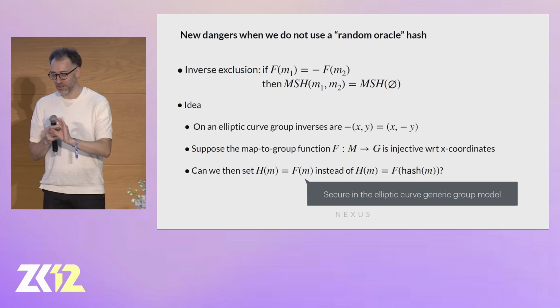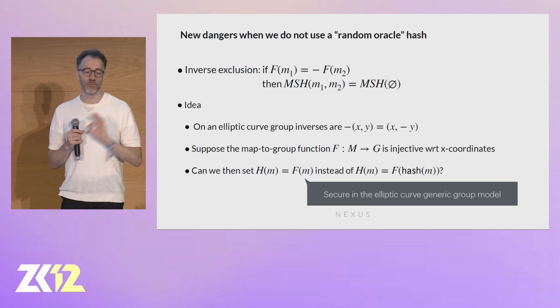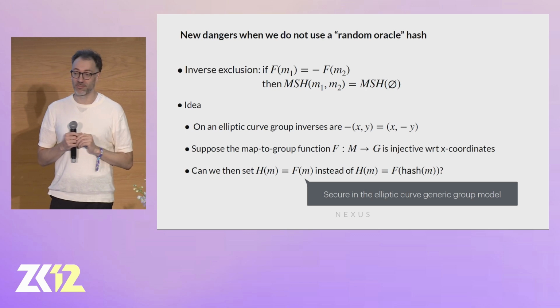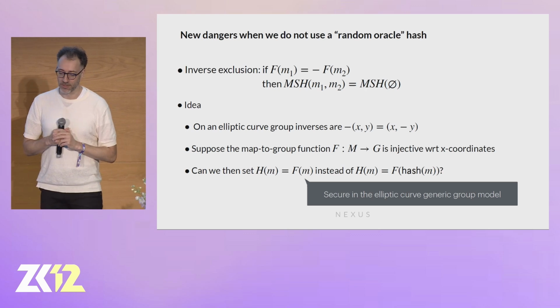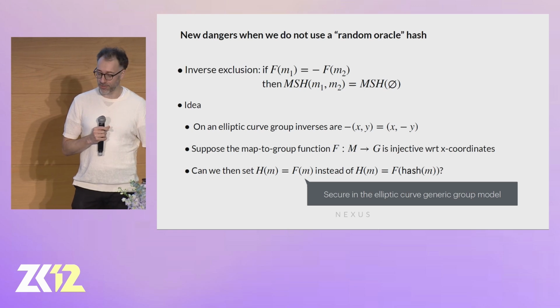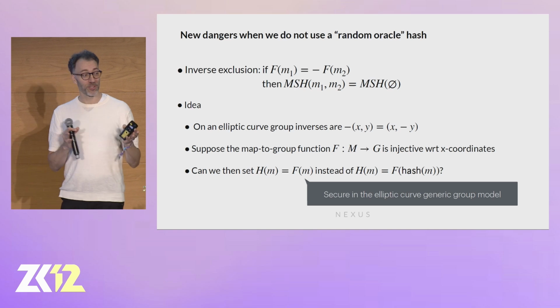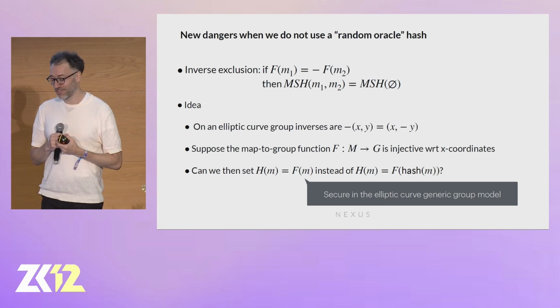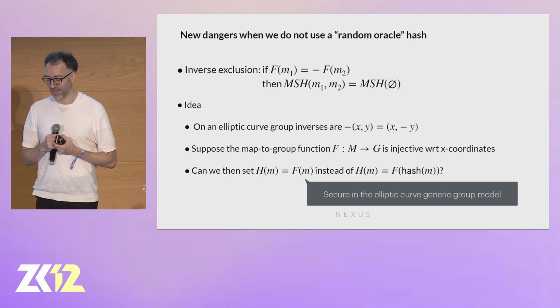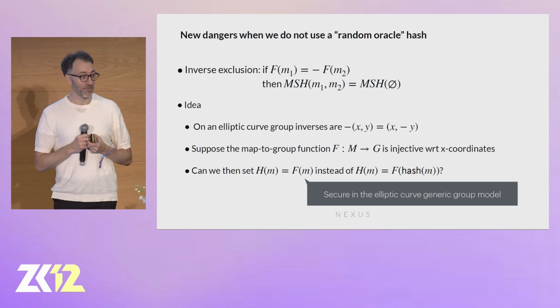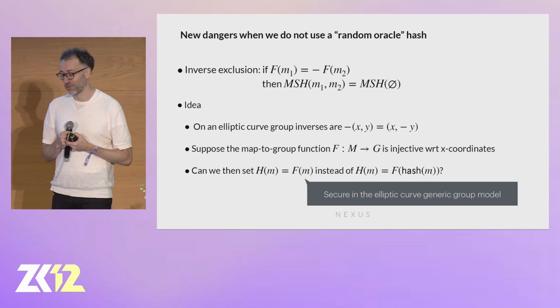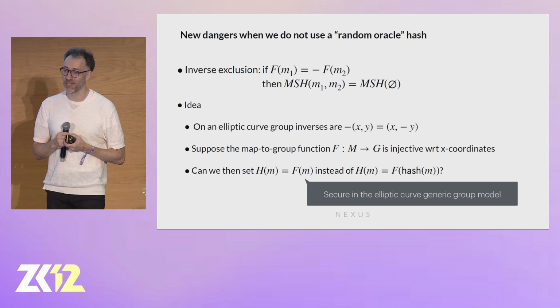So we actually need a map to group function which is injective with respect to the x coordinates, so it's resistant to the sign flip. And interestingly, we can show that if we have those two properties, then we can just use the map to group function, and it is secure in the elliptic curve generic group model.